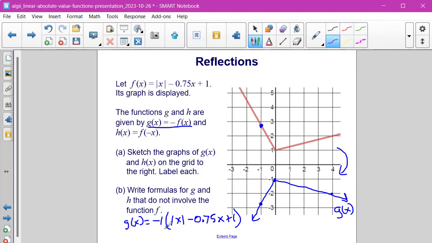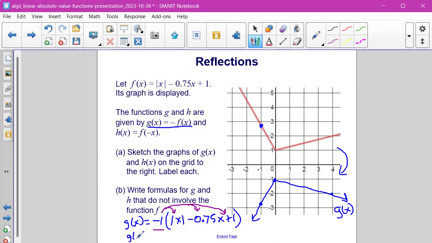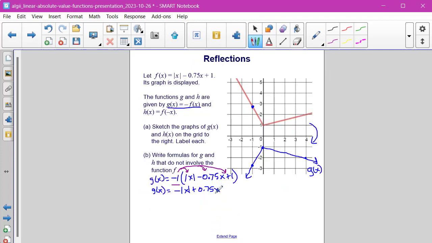And from here, we're going to take this -1 and we are going to distribute it to all three of the terms that we have in this set of parentheses. And when we do that, g of x is now going to equal the negative absolute value of x plus 3/4 x, or 75/100 x, minus 1. So here's our final equation for g of x. And we did the graph of it when we began.